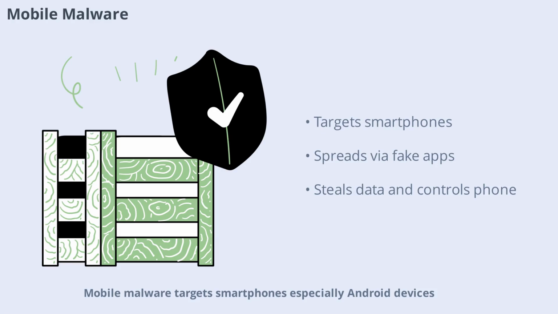Mobile malware targets smartphones, especially Android devices. It often spreads through fake apps, APK files, or even loan apps that seem harmless. Once installed, mobile malware can steal your data, track your location, or even control your phone remotely. Always download apps from trusted sources like the Play Store to reduce the risk.